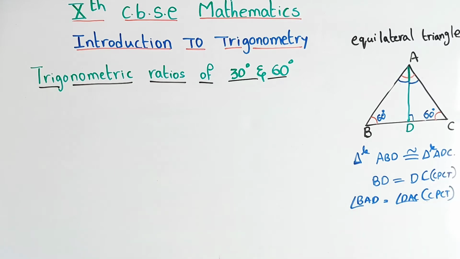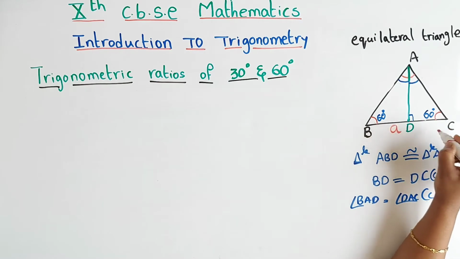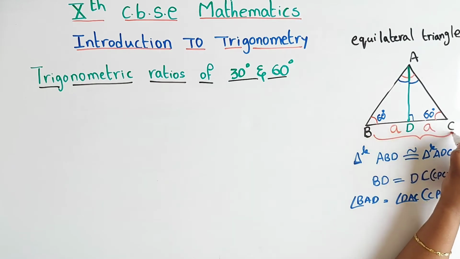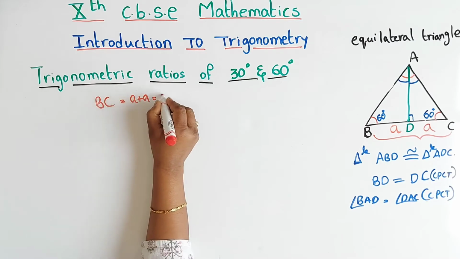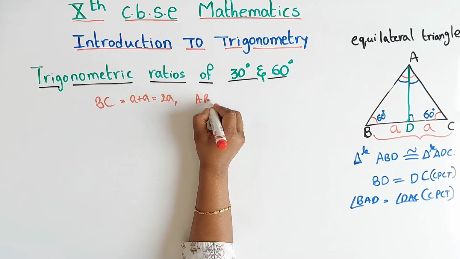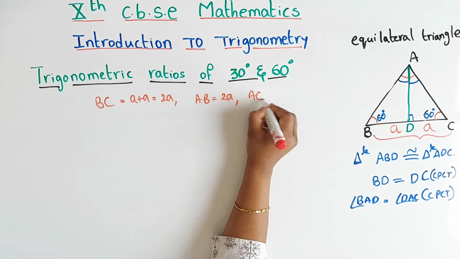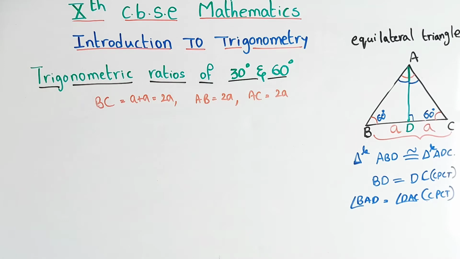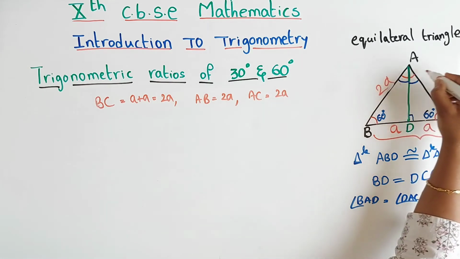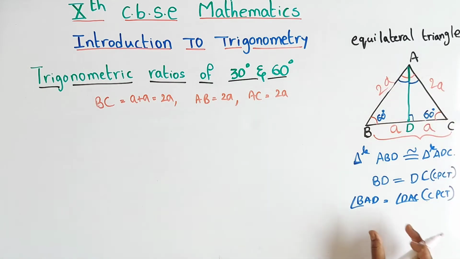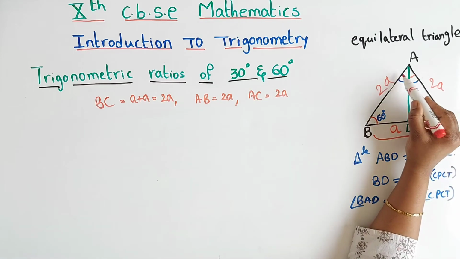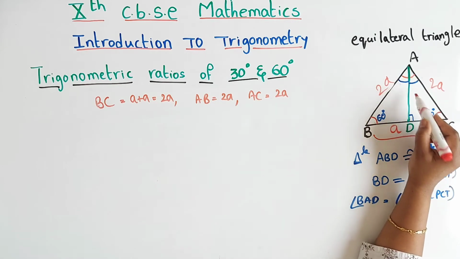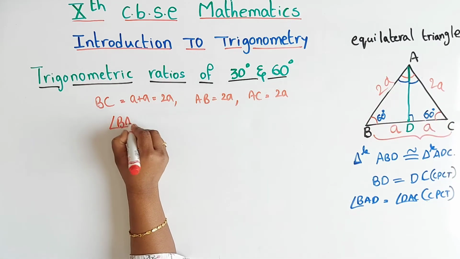Right, children? So BD equal to DC here. I am taking BD equal to A, so this value is also A. Now totally BC equal to A plus A, it is 2A. That means AB is also 2A, AC is also 2A. Correct? So here I am writing, as per CPCT, angle BAD equal to angle DAC. That means totally it is 60. Now BAD is 30 degrees.